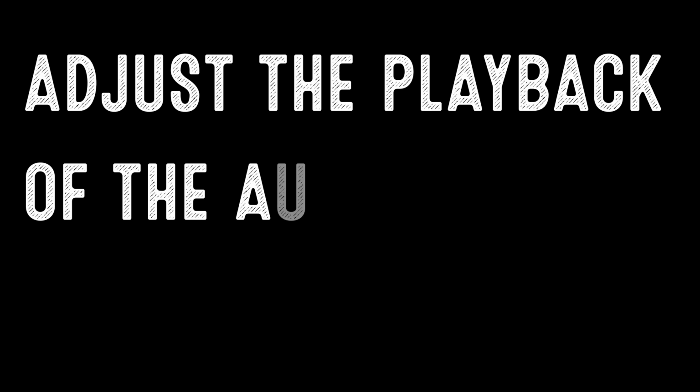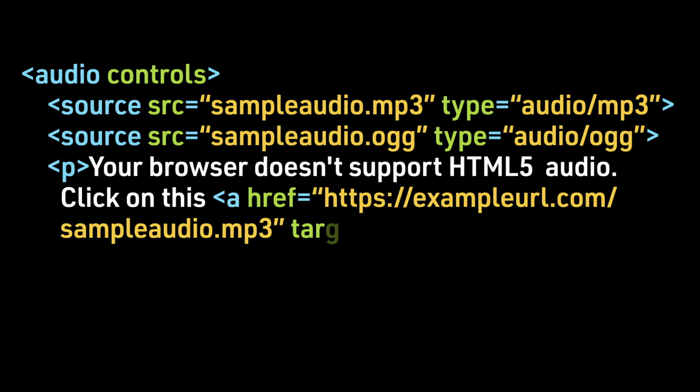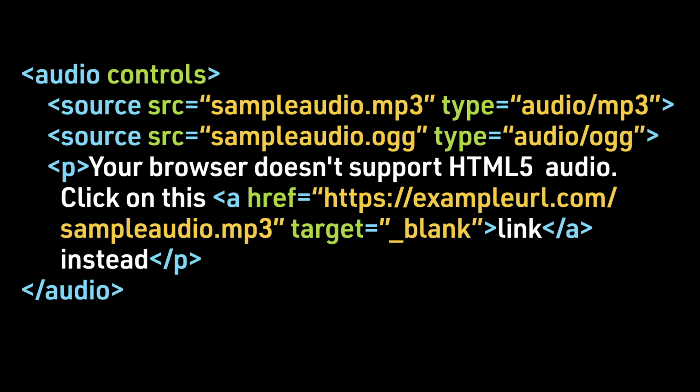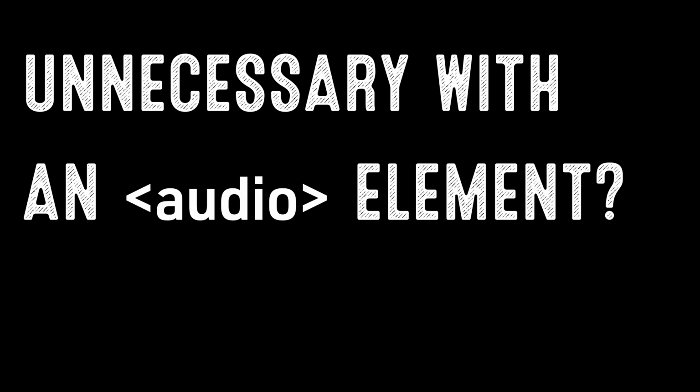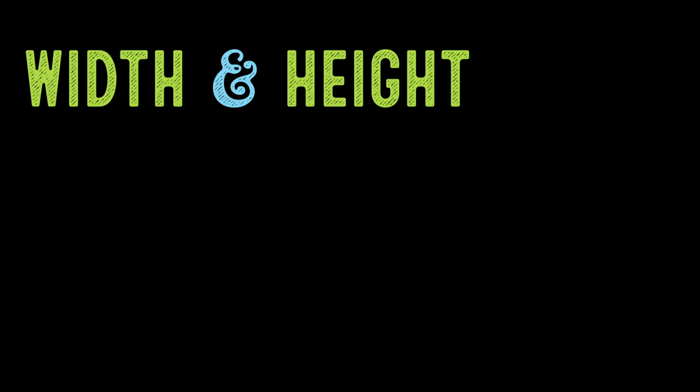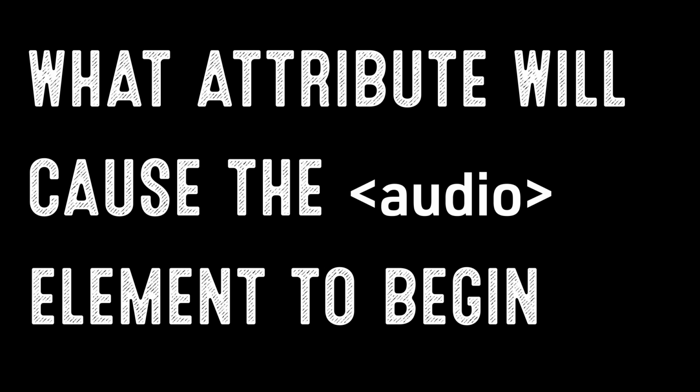What attributes would we add to allow the user to adjust the playback of the audio? The controls attribute. Now the controls attribute is added to the audio element's opening tag. What attributes apply to the video element but are unnecessary with an audio element? Width and height. What attribute will cause the audio element to begin playback automatically?